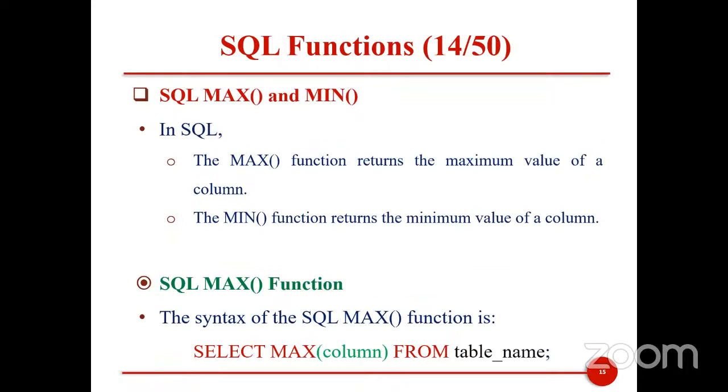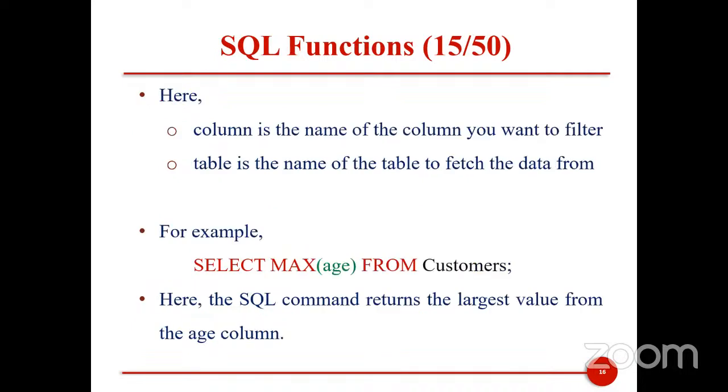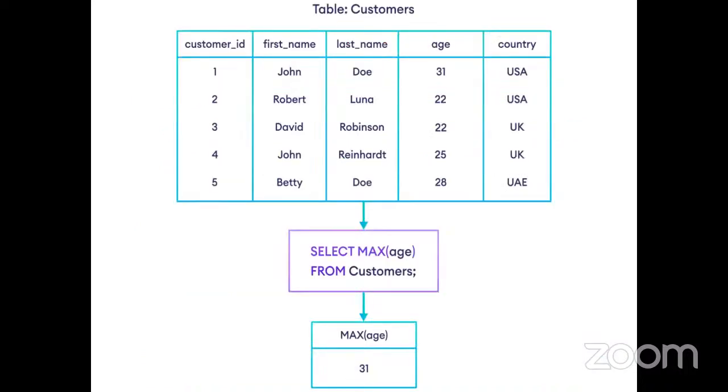Then we have the maximum and minimum functions. The maximum function is used to display the maximum, the highest. Is it clear? It returns the maximum value from a column. The syntax is SELECT MAX(column_name) FROM table_name. For example, SELECT MAX(age) FROM customers. There are 5 customers, and the customer with the highest age will be retrieved.